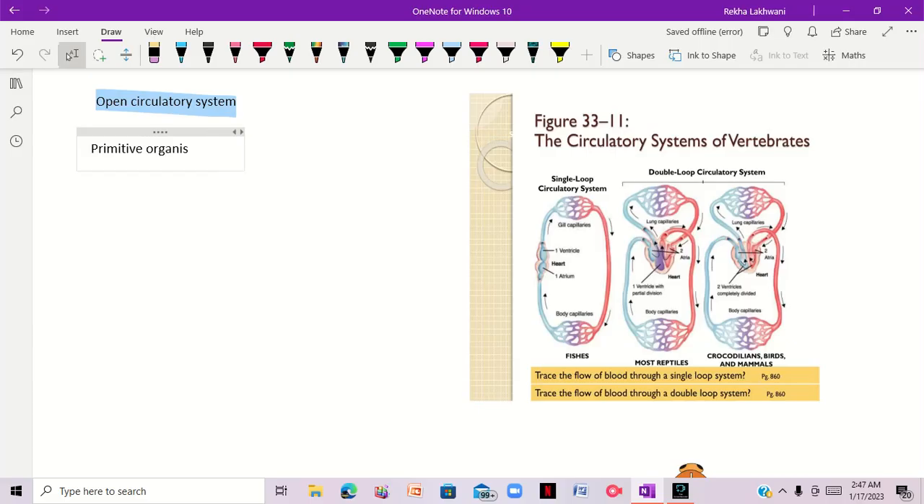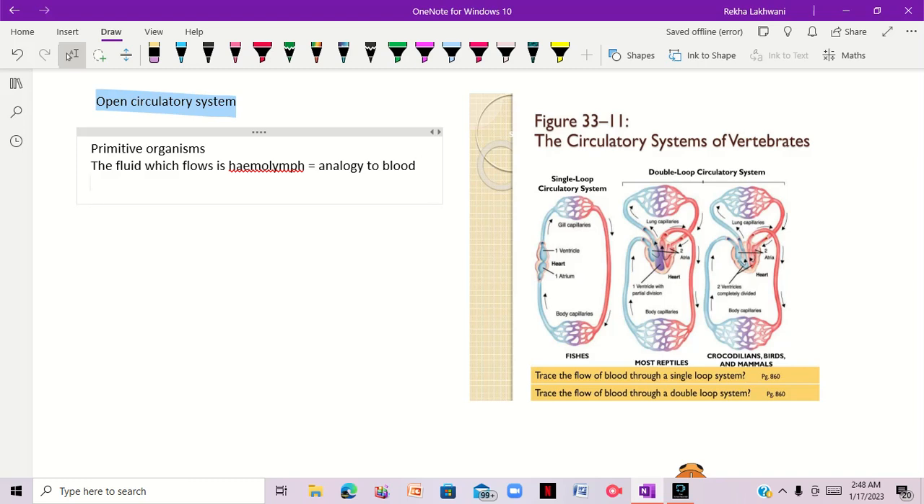Basically, in this open type of circulatory system, the fluid which flows is hemolymph, right? So hemolymph is the fluid which flows, and we know that hemolymph is analogous to blood.